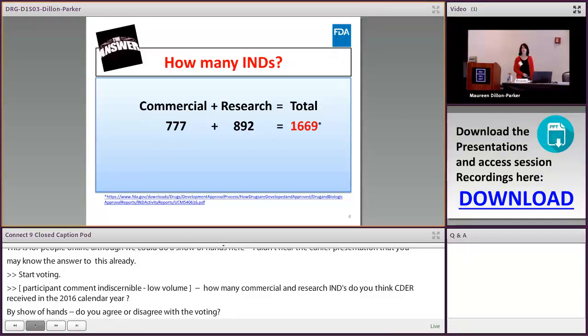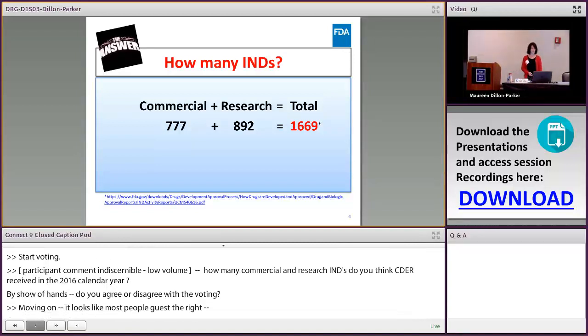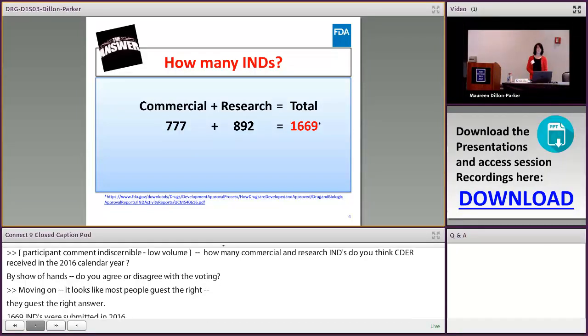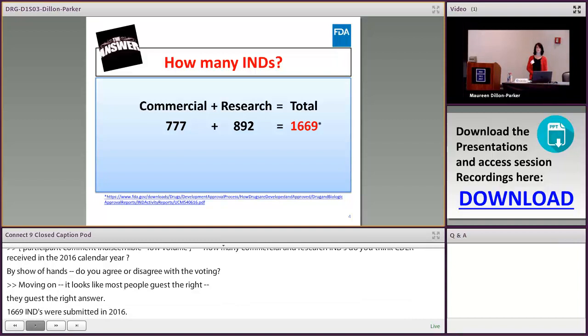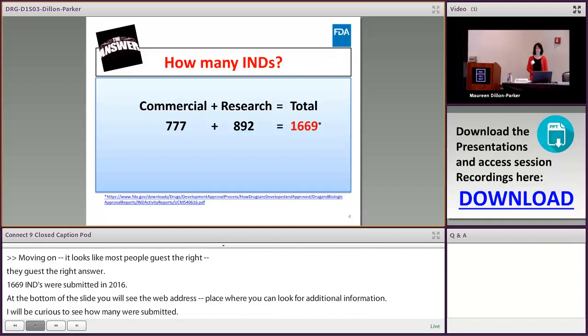So 1,669 INDs, research and commercial, were submitted to the agency in 2016. I also provided at the bottom of the slide the web address, the place where you can go and look for additional information. I'll be curious to see in 2017 how many INDs we had submitted, but you can go to the website and you can look at the trends over time, which is actually kind of interesting to see.